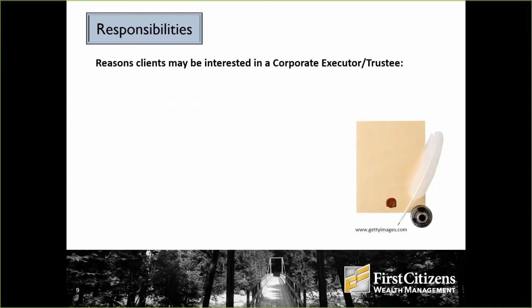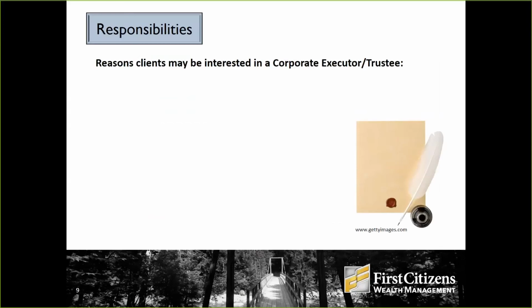Oftentimes when I talk with people about our Estate Settlement Services division here at First Citizens Bank, I get the question of, why would someone name a bank as their executor? Well, there are so many reasons why a corporate fiduciary may be the best fit for any estate plan.